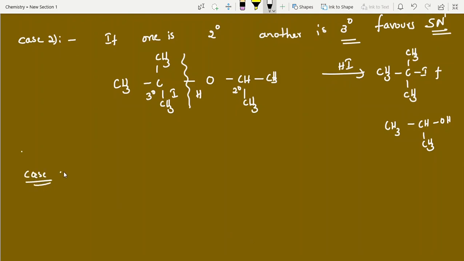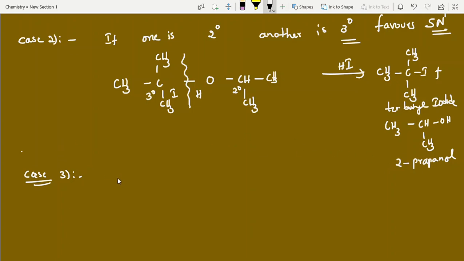Names also we have to write, students. This is tertiary butyl iodide. The last question is for the preparation of tertiary butyl. What is this? Isopropyl ether. What are the favorable substrates? They'll ask questions like this. Next, this is what? 1, 2, 3. 2-propanol. Common name also you can write: isopropyl ether. Like this we have to write.